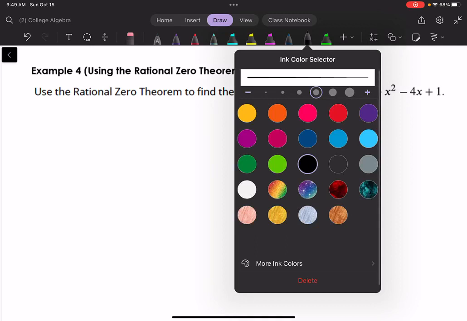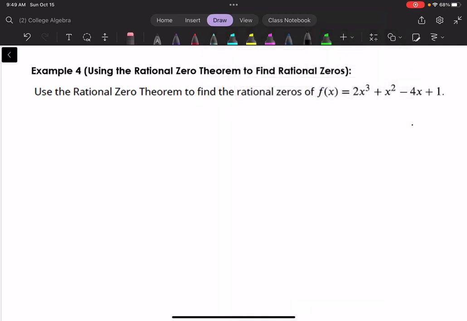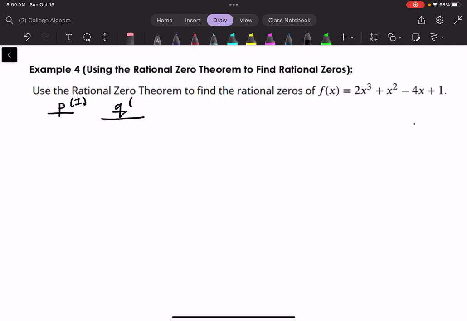And so the first thing I want to do is find the possibilities for p and the possibilities for q. So remember, p is found by finding the factors of the constant term 1, and q is found by the factors of the leading coefficient 2.